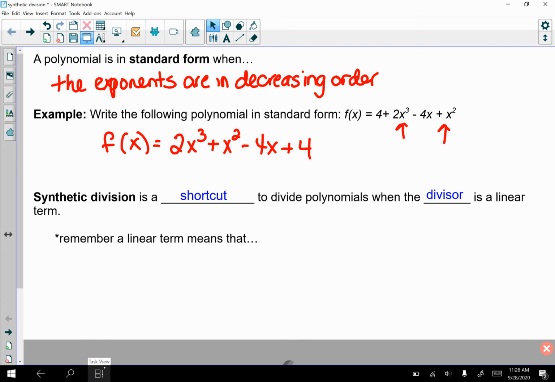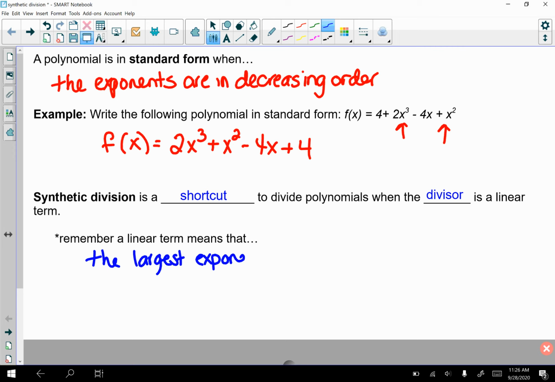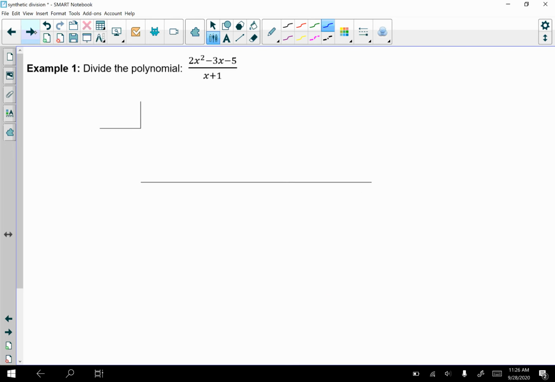So synthetic division is a shortcut to divide polynomials when the divisor is a linear term. And remember that a linear term means the highest exponent is 1. So for example, x plus 7 or x minus 3, something like that is a linear term because my highest exponent is an imaginary 1 there. So let's take a look at how we use synthetic division, and then we'll go through the steps.